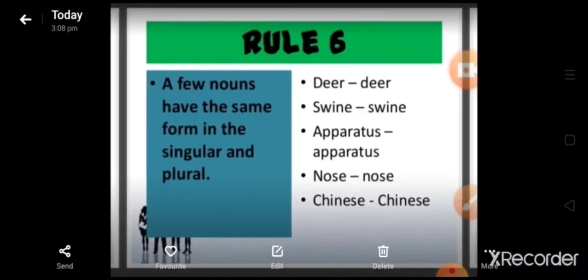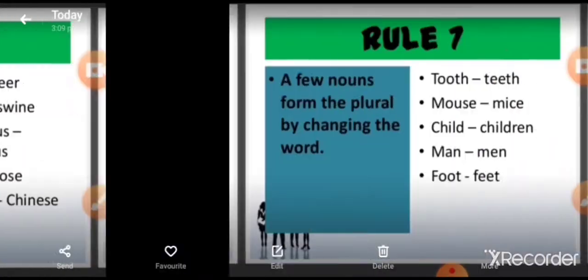Rule number 6: a few nouns have the same form in the singular and plural. This we have to remember all the time because it is very important. Deer always remains deer. Swine always remains the same in plural. Apparatus always remains the same in plural. Nose, nose. Chinese and Chinese.